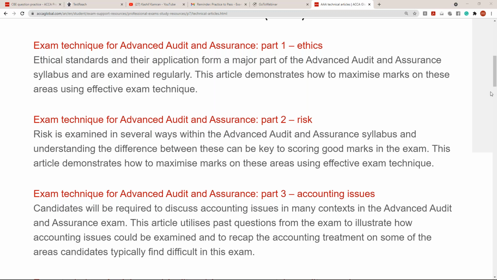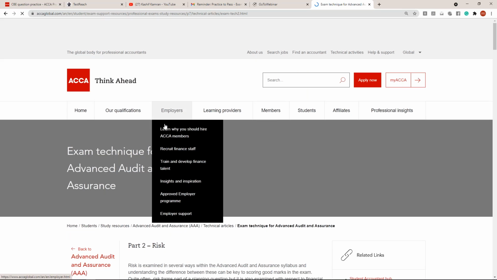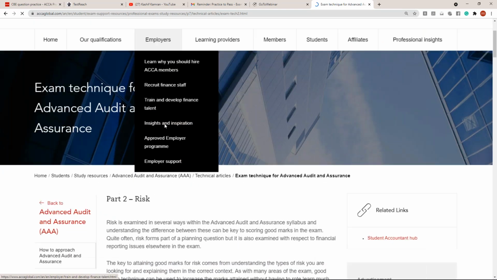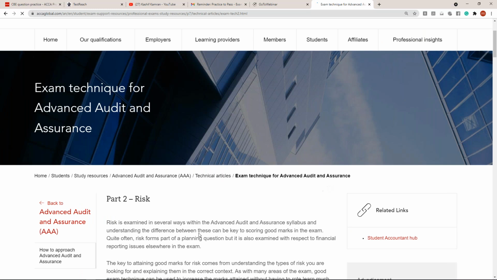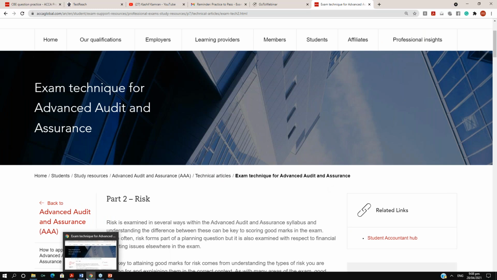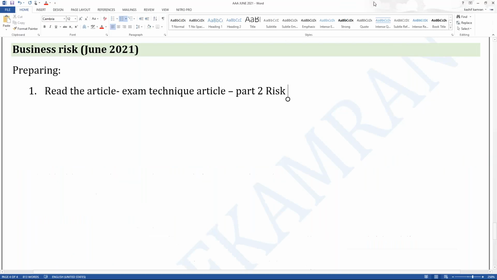Okay, so this article, right? Exam technique article part 2 risk. If I just click on it and you come here, see this exam technique article part 2 risk. You have to read this article because this covers entire risk for the AAA paper. Now, when you read through this article, part 2 risk, it covers not only the business risk, but also risk of material misstatement and audit risk.